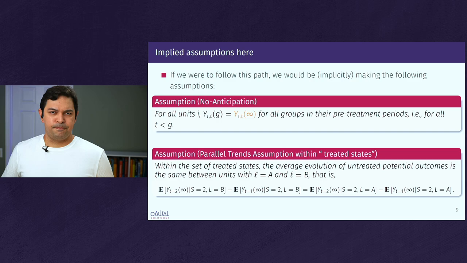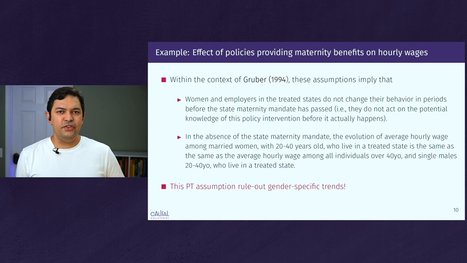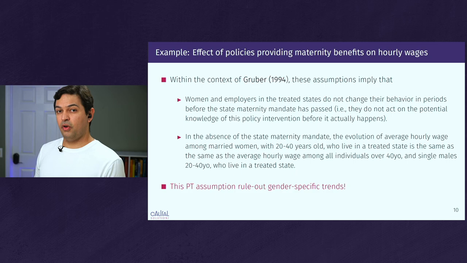And I look at this and say, well, Pedro, you know what you just did? You're telling me that the average evolution of the earnings, the hourly wage in this case, between married women from 20 to 40 years old will be the same as the other partition. And who is the other partition? People who are older than 40. So see, there's a different age profile. Or if they are from the same profile as me, they're going to be a different gender.